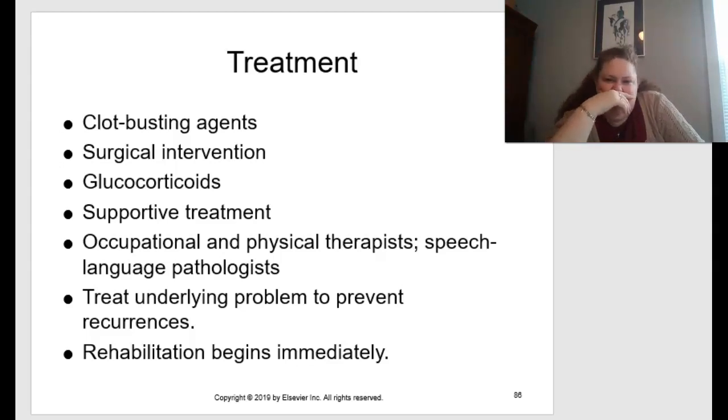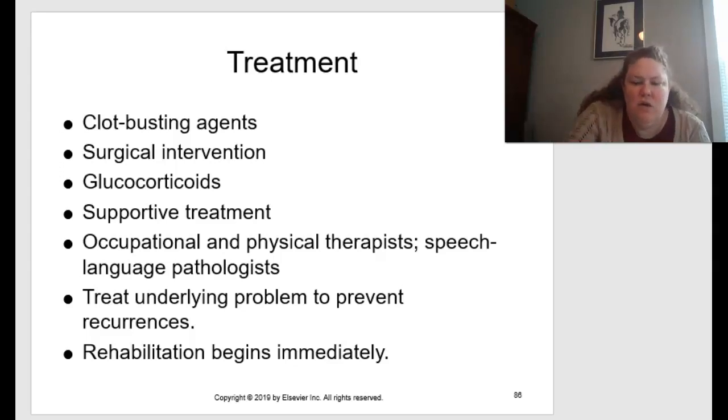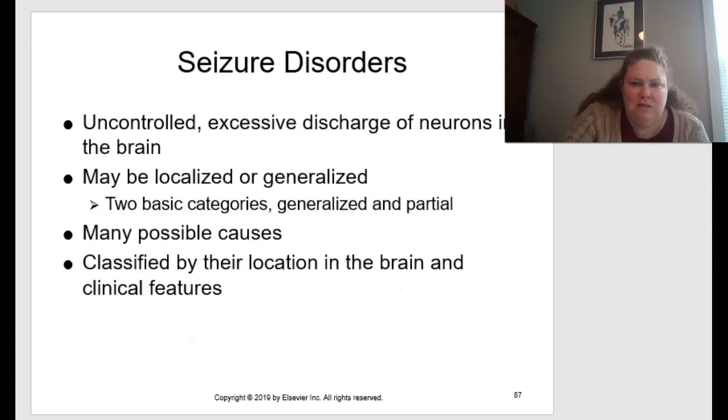You could also do surgical intervention. You can use glucocorticoids. You can have supportive treatments. You can have occupational and physical therapists, such as language pathologists. You can treat underlying problems to prevent reoccurrences. And then also rehabilitation is going to begin immediately so that you can try to regain any loss of function.